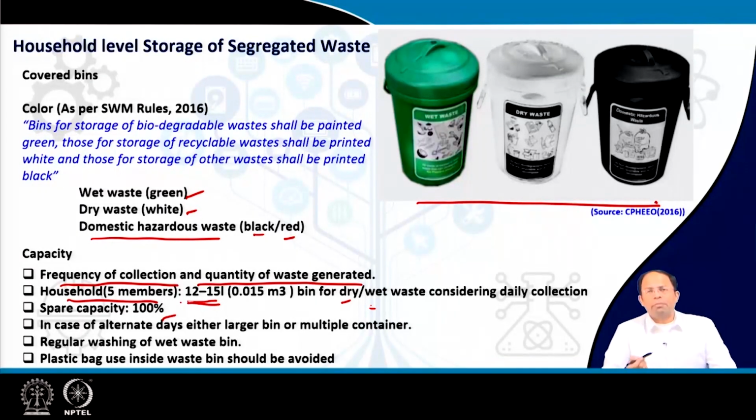Sometimes the waste has to be collected every day, but for unforeseen reasons, it may happen that the waste is not collected on a particular day. In that case, if I don't have spare capacity, I would have to take the garbage outside and throw it somewhere outside where it is not supposed to be thrown, and then use the container again for the rest of the waste. So, at least we should have extra capacity for another day's waste. That means 100% spare capacity has to be there.